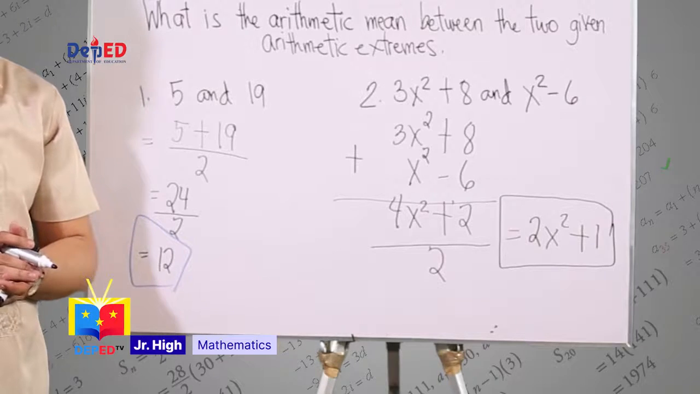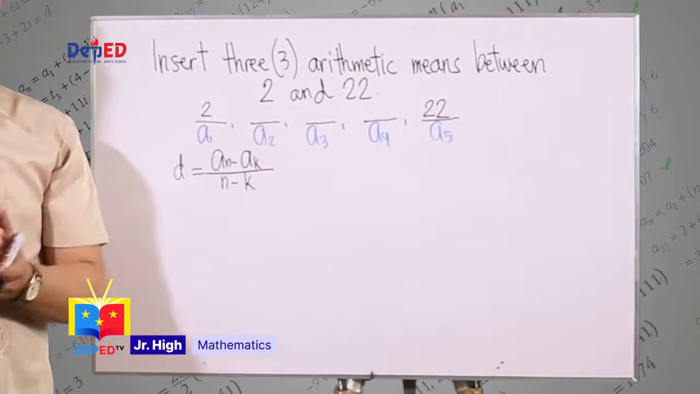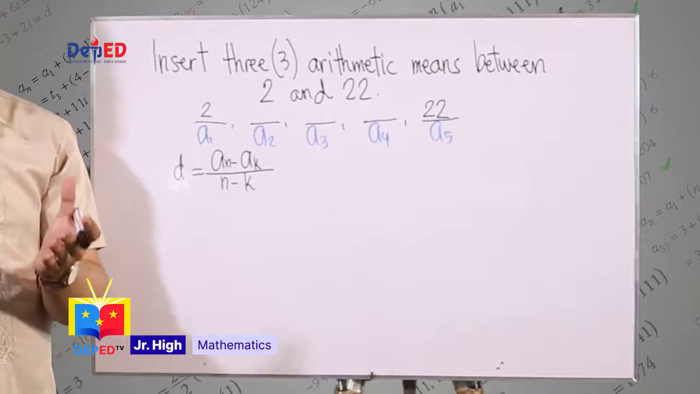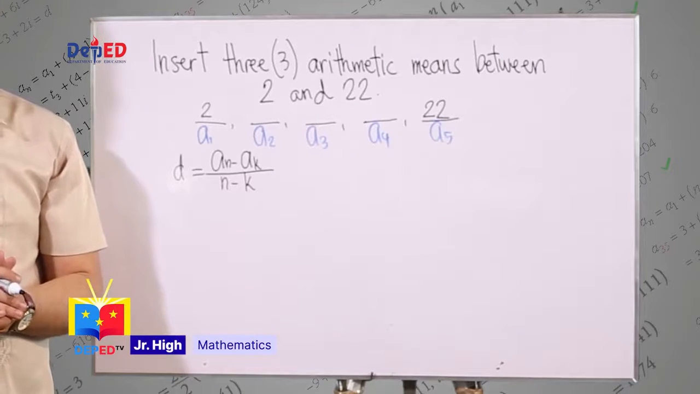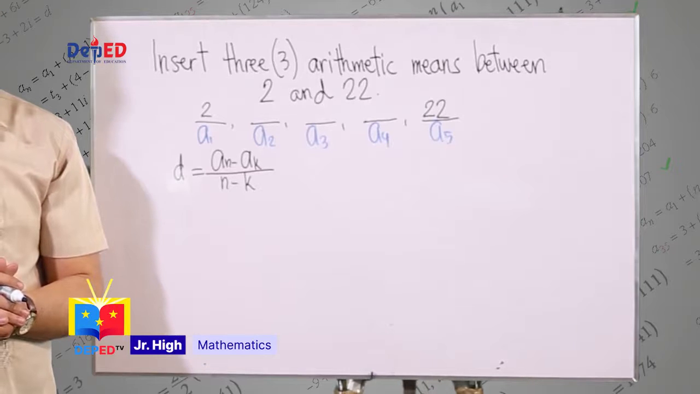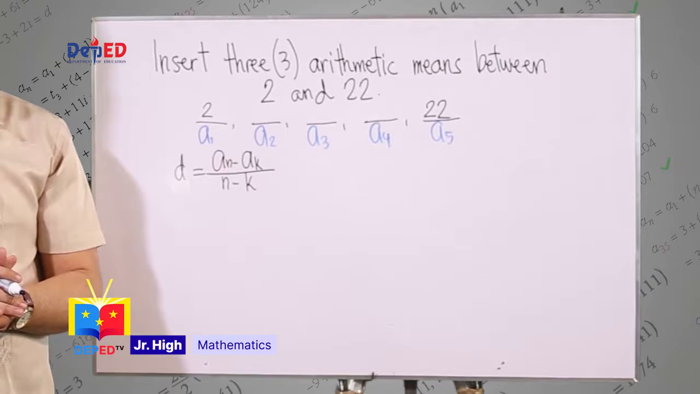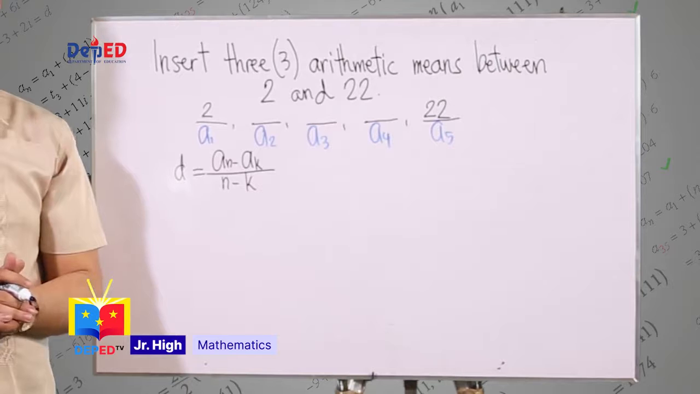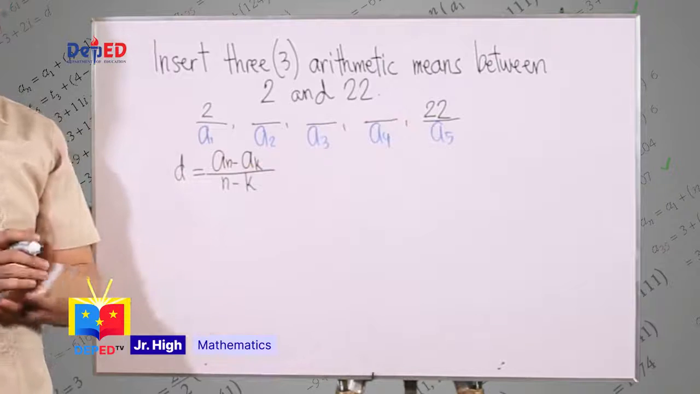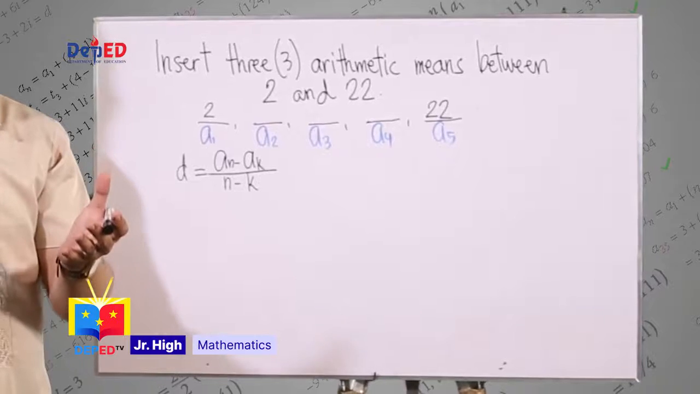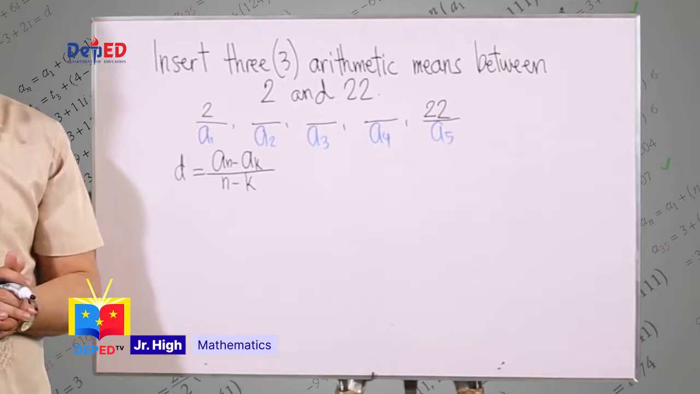Let's have another example. Insert the specified number of arithmetic means between the two given arithmetic extremes. Insert 3 arithmetic means between 2 and 22. The arrangement of terms tells us that the first term, or a sub 1, is equal to 2, and the fifth term, or a sub 5, is equal to 22. Therefore, we are looking for the unknown terms a sub 2, a sub 3, and a sub 4. Before that, let us first determine the common difference d.